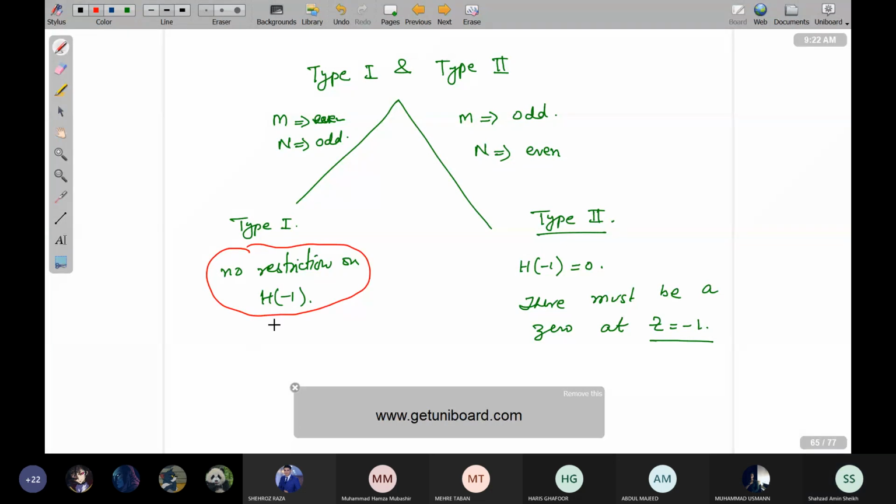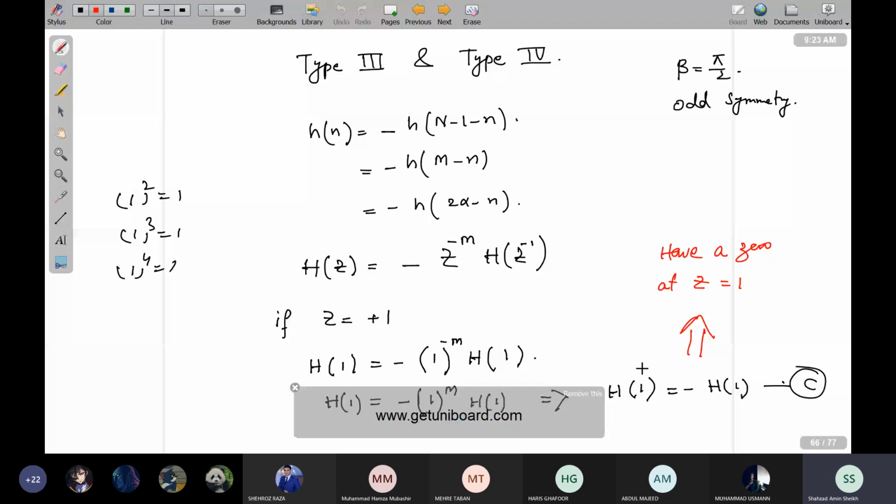Okay? In type 2, h of minus 1 is equal to 0. There must be a 0 at z is equal to minus 1. That is about type 2. Now if we talk about type 3, there must be a 0. In type 3 and type 4 there must be a 0 at z is equal to 1. And now let us move on and look at z is equal to minus 1.